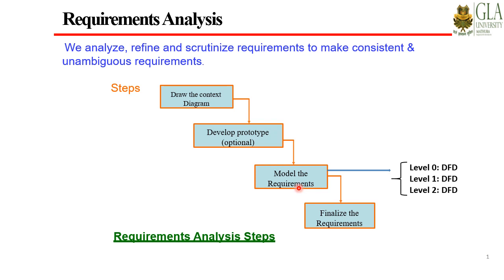Further, we will draw data flow diagrams at different levels, in which we explain the different processes that we are going to use in the system, through which we can capture the required information, and the processes through which we can provide the required details and information to the user. After that, we will finalize the requirements and proceed with the development of the system.